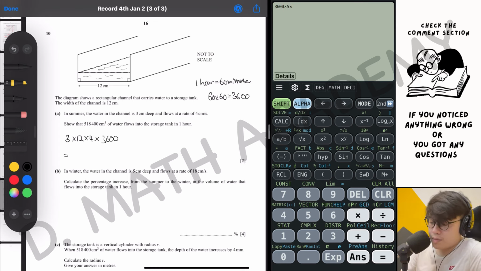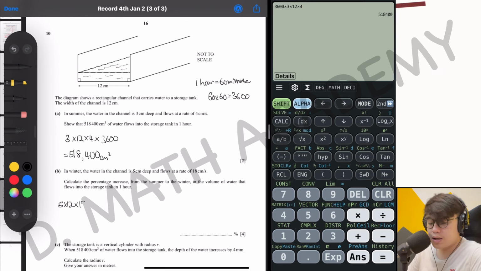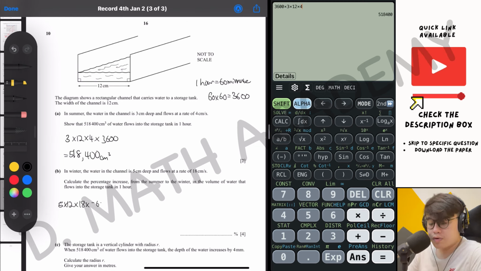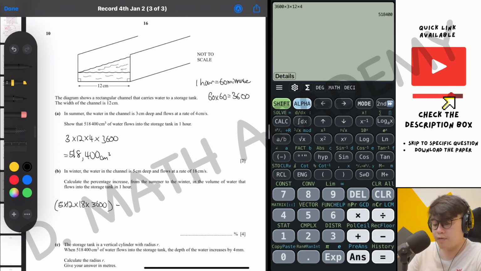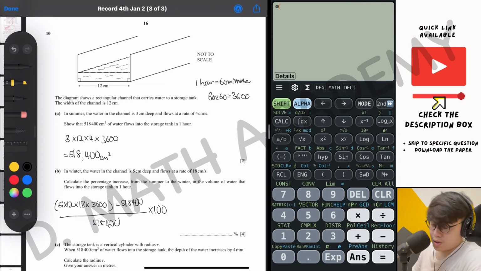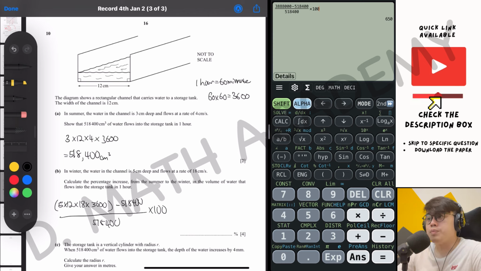In winter, the water channel is 5 cm deep with a flow rate of 18 centimeters per second. Find the percentage increase from summer. So we have 5 times 12 times 18 times 3,600. This is the winter rate minus the original, divided by 518,400, times 100%. So you will get your B as 650%.